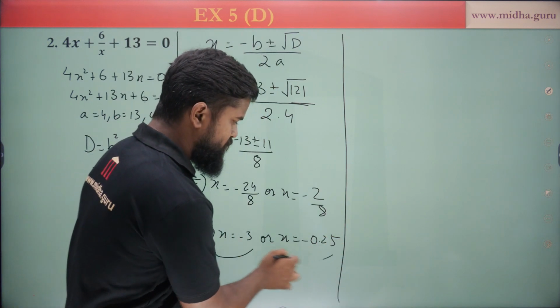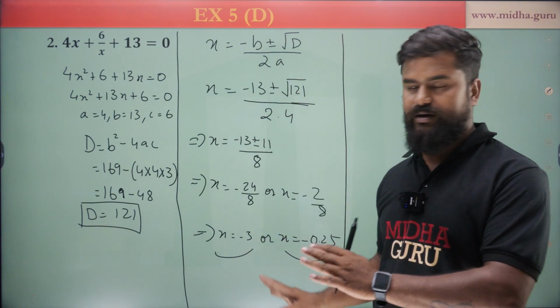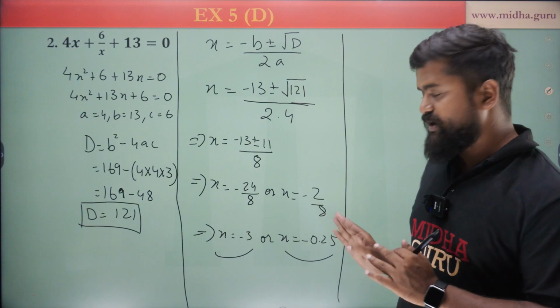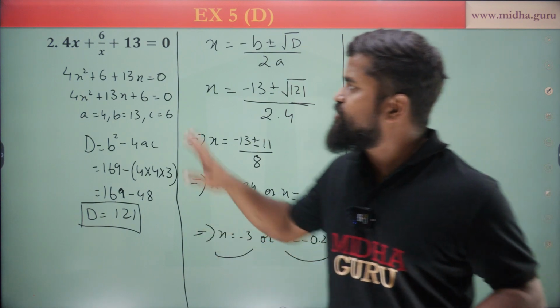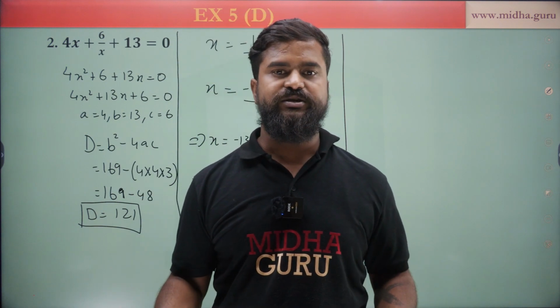So these are the solutions reduced to 2 decimal places. Since this is a whole number integer, it does not matter, and here it is minus 0.25. So these are our solutions for the given quadratic equation. Let's move on to the next question.